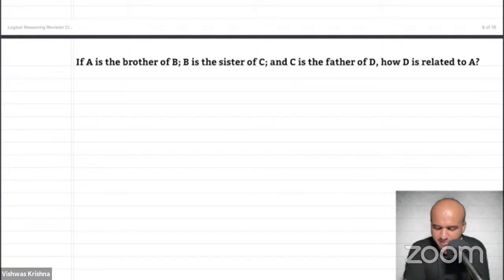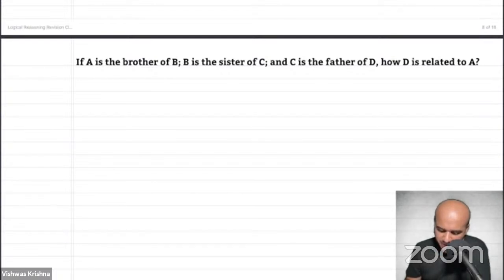A is the brother of B, B is the sister of C, and C is the father of D. How is D related to A? Okay, Rishi says niece and uncle. That could also be the case. Because they only say younger and elder in the previous case. They have not specified properly.